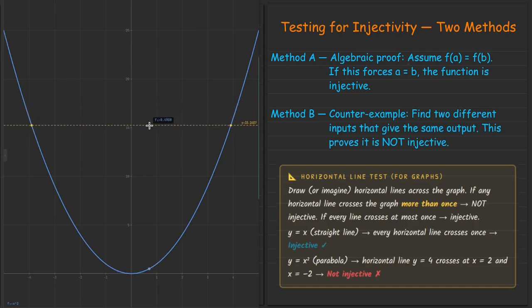If you are able to graph out your function and this is your realization, then you can conclude that it is not injective. You see? So here are the two methods.